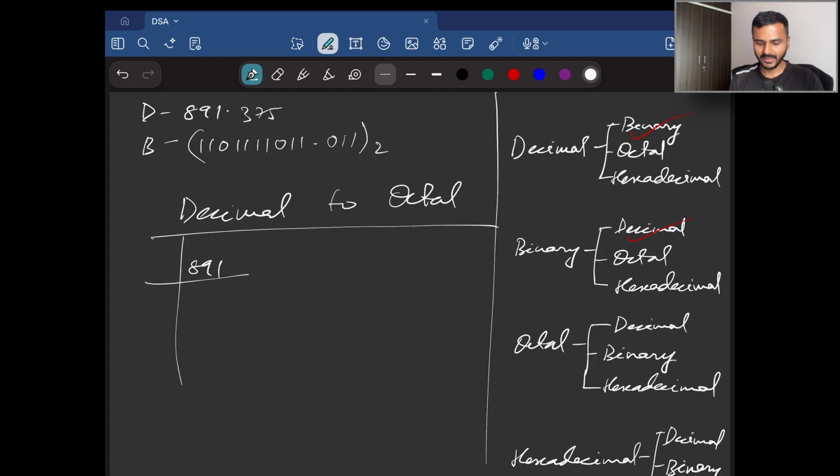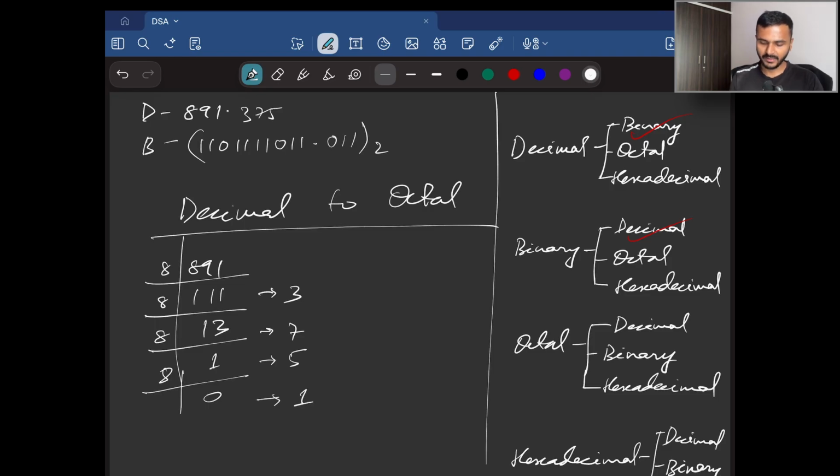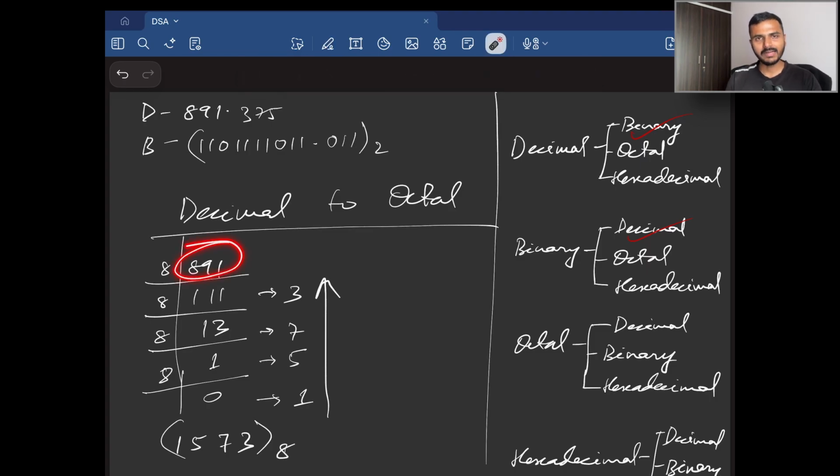So for 891, if I divide this by 8, I'm going to get 111 because that will be 888. The remainder will be 3. Then if I do this division of 111 by 8, I'll get 13 because 13 into 8 is 104 and the remainder will be 7. If I do it again, it will be 8 into 1 is 8 and the remainder would be 5. And doing it one more time, we'll get remainder as 1. Similar to decimal to binary, we will collect the remainders starting from the last one all the way to the very first. So we will get 1573 base 8, which is the equivalent of 891 in the decimal format.